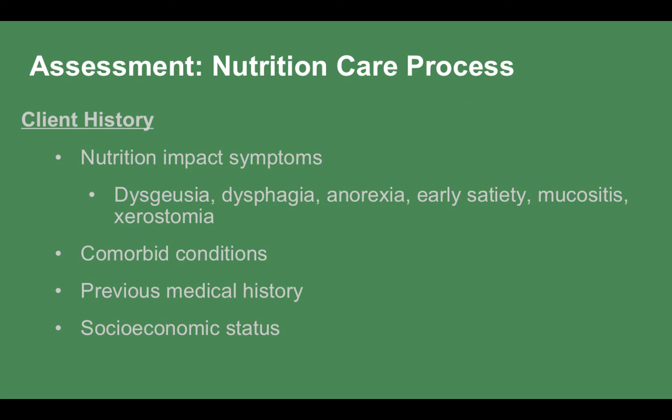In the assessment of client history, one of the most important components is indicating any nutrition impact symptoms, such as dysgeusia, dysphagia, anorexia, early satiety, mucositis, xerostomia, or odynophagia. These will provide an insight into how to feed the patient and how to develop their nutrition plan. Comorbid conditions, previous medical history, and socioeconomic status should also be noted.